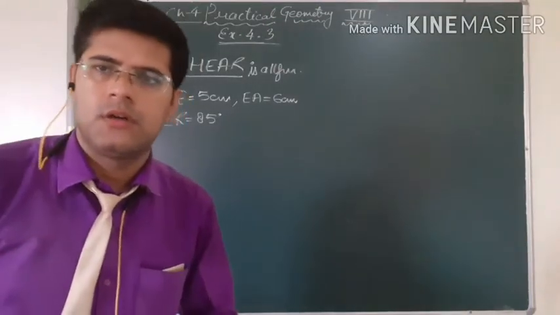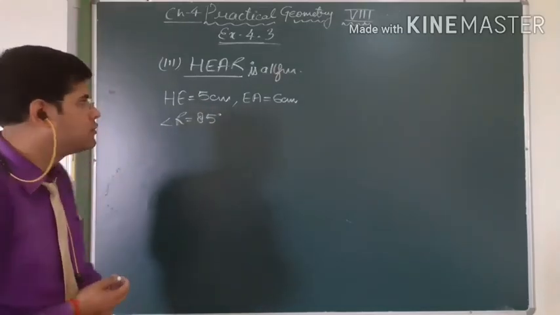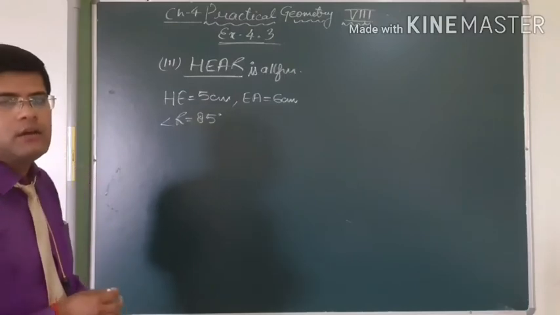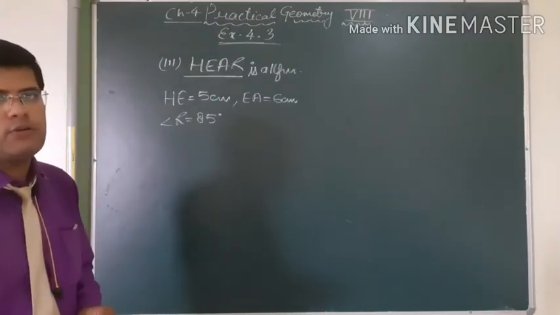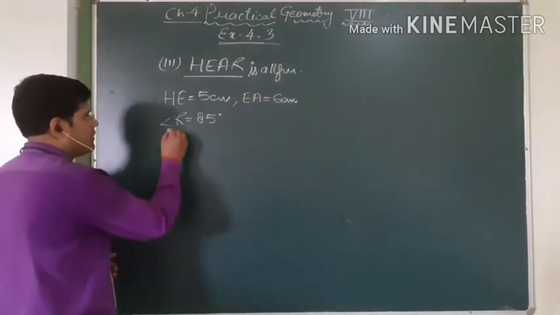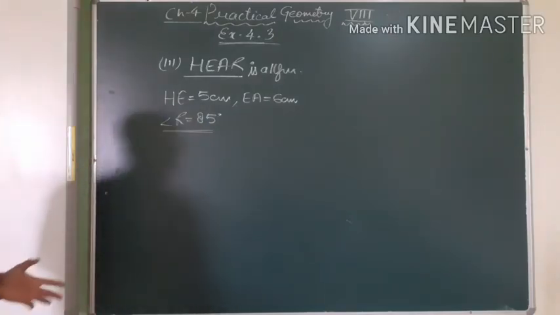Now students, in question number third, HEAR is a parallelogram. So in this parallelogram only 3 things are given, but we are not able to make the figure by these 3 things. We have to know 2 sides and 3 angles. So here only one angle is given. This is 85. So how do we form a new angle?